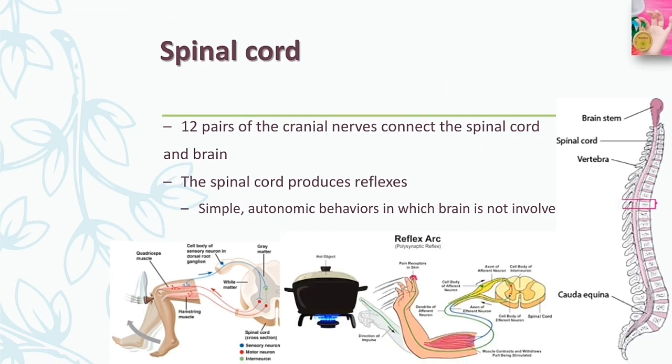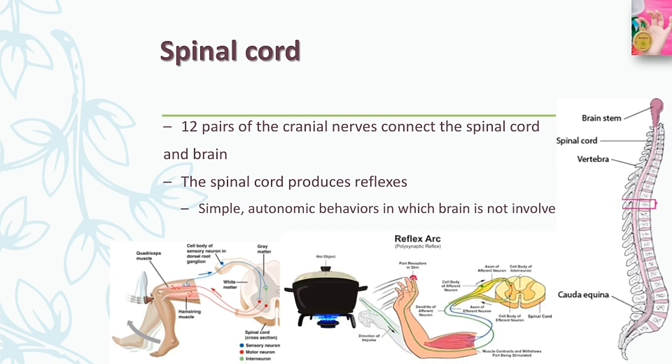Though most behavior is controlled by the brain, the spinal cord produces reflexes. These are simple automatic behaviors in which the brain is not involved. For example, the knee-jerk, toe curl, or reflexively withdrawing a hand or foot from a shock, and so on. These reflexes are important for survival. Physicians use them as an indicator of the working of the spinal nerves.